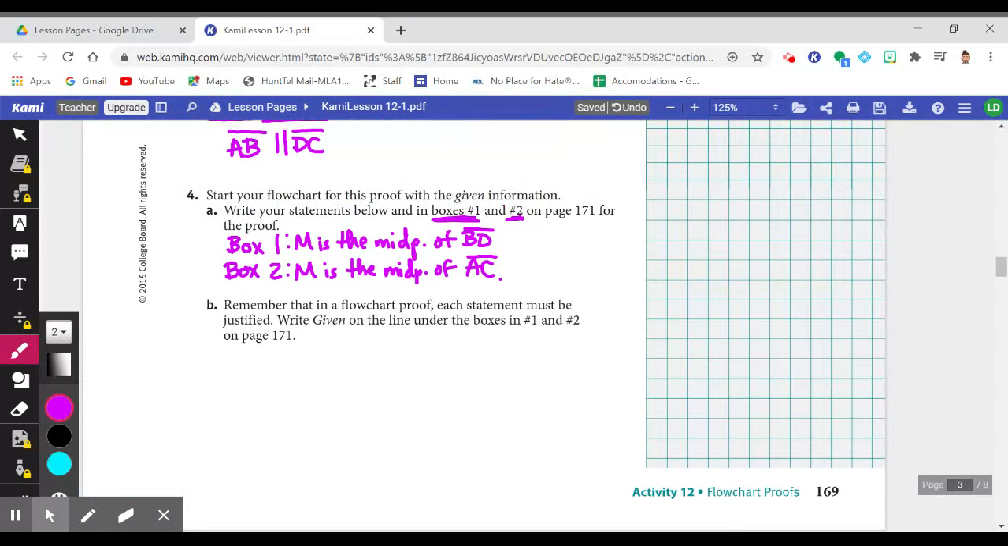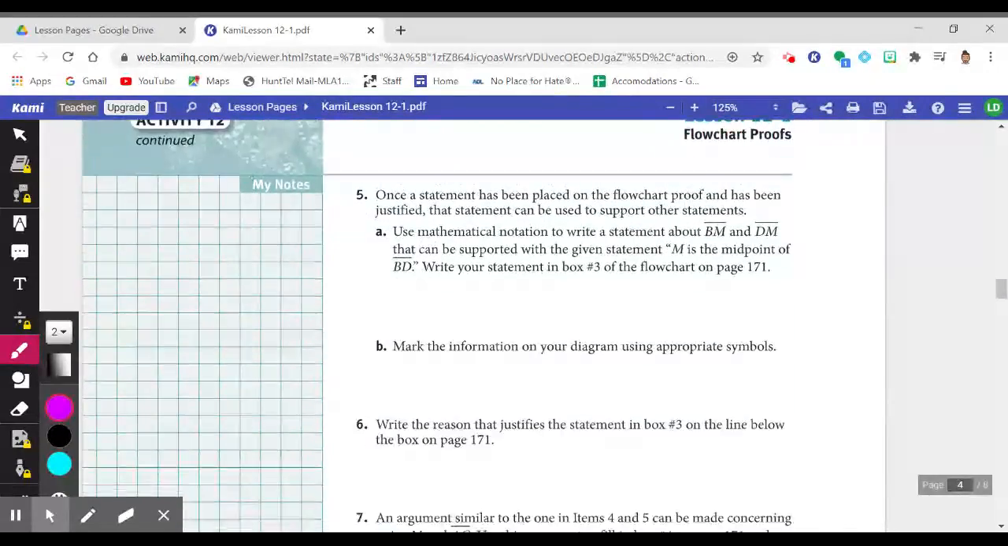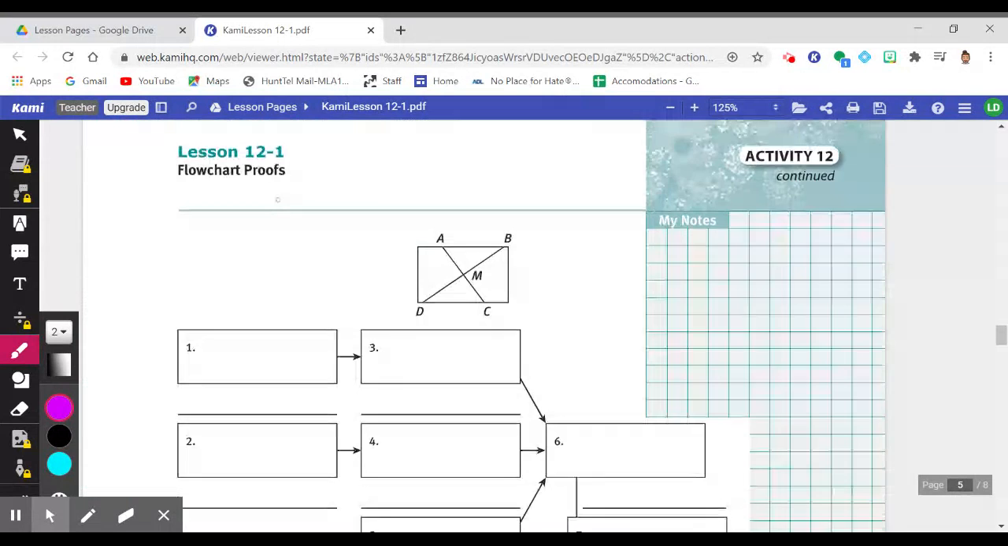Number 4, write your statements below in boxes number 1 and 2. And we're writing our given information. So the two pieces of given information were that M is the midpoint of BD and M is the midpoint of AC. And B says, remember that in a flowchart proof, each statement must be justified. Write the word given, because this is given information, on the line under the boxes. That's our reason for these two statements, that they were given to us. So now, let's roll over to page 171.